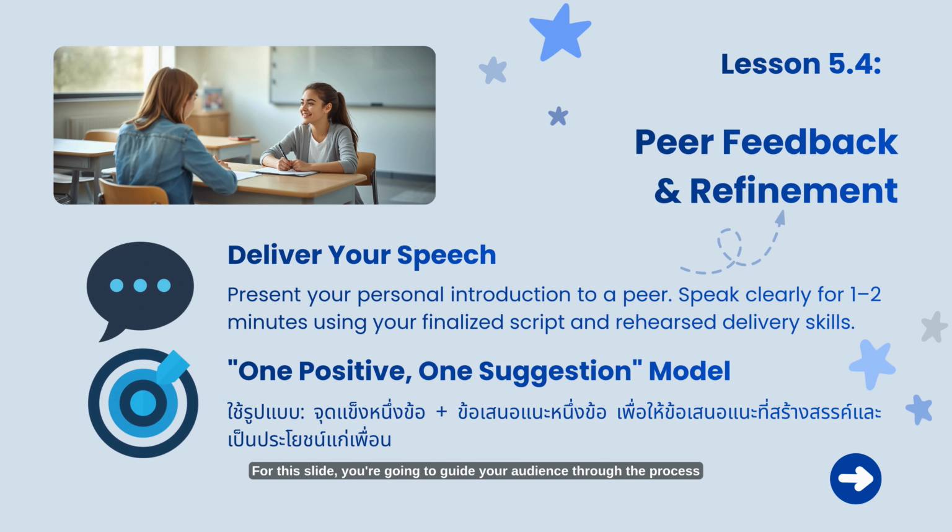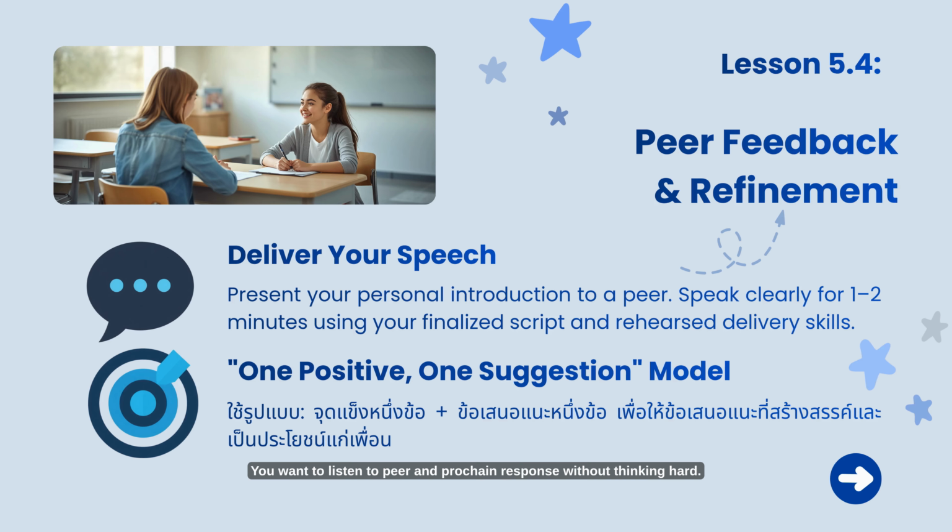For this slide, you're going to guide your audience through the process of giving and receiving peer feedback, an essential skill for refining public speaking abilities. Begin by introducing the main activity, presenting your personal introduction to a peer. Emphasize the importance of speaking clearly and confidently for 1 to 2 minutes, utilizing the script and delivery skills that they have been practicing. Now, highlight the feedback model you want them to use: 1 positive, 1 suggestion.